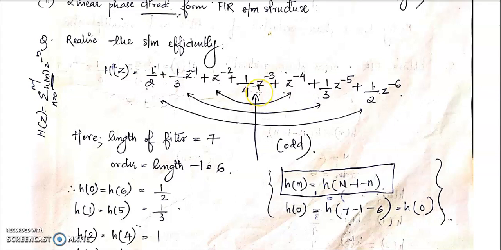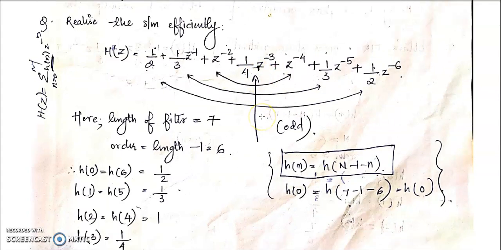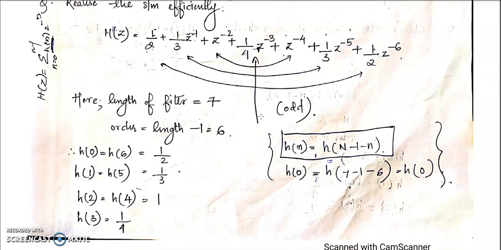When we check this transfer function, it is clear that the filter coefficients are symmetric. If we take the filter coefficients h of 0 and h of 6, they are the same, h of 1 and h of 5 are the same, and h of 2 and h of 4 are the same. So the filter coefficients satisfy the expression h of n is equal to h of capital N minus 1 minus n, where capital N is the length of the filter.